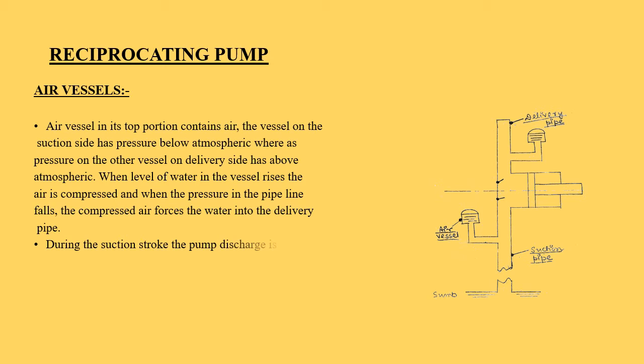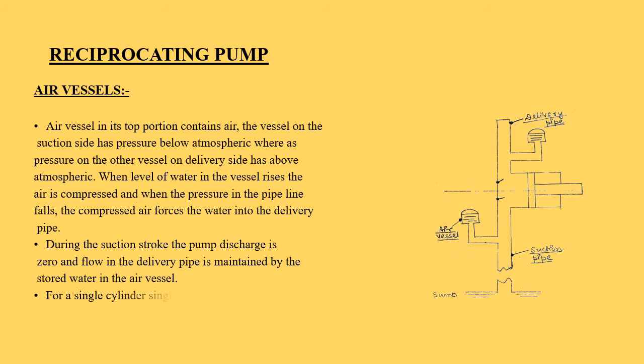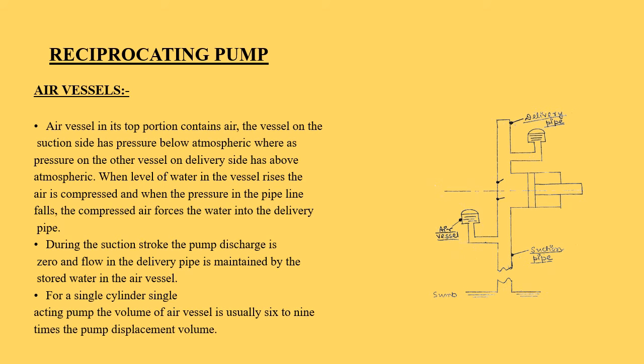During the suction stroke, the pump discharge is zero and the flow in the delivery pipe is maintained by the stored water in the air vessel. For a single cylinder, single acting reciprocating pump, the volume of the air vessel is usually 6 to 9 times the pump displacement volume.